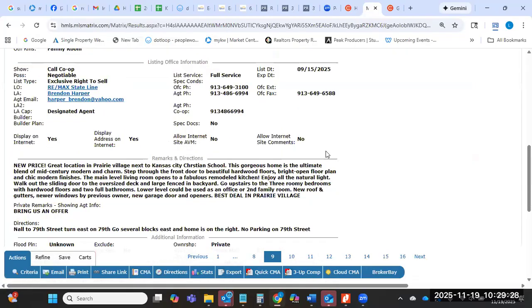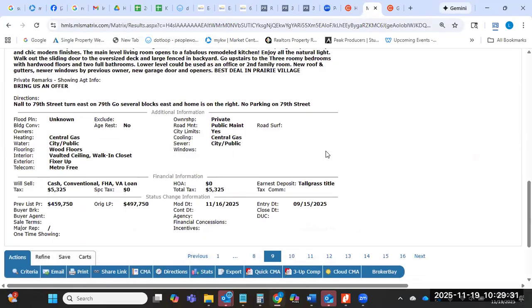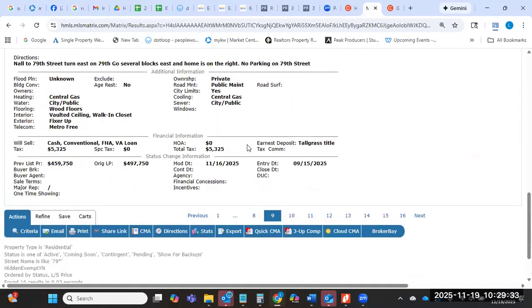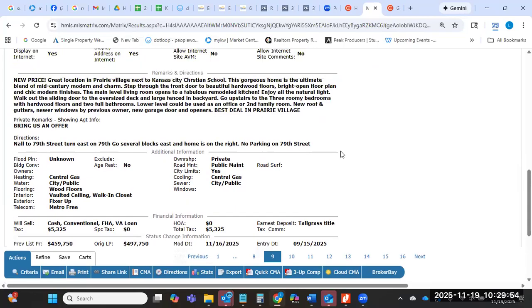Down here, close to the bottom right-hand side, earnest deposit to, and it goes to Tallgrass Title, not the title company that your buyer is going to go through. There's absolutely nothing wrong with your buyer using the seller's title company also. I'm not familiar with Tallgrass Title, so I might suggest to my buyer, hey, let's find our own title company to close with, one that either the buyer's familiar with or I am familiar with.